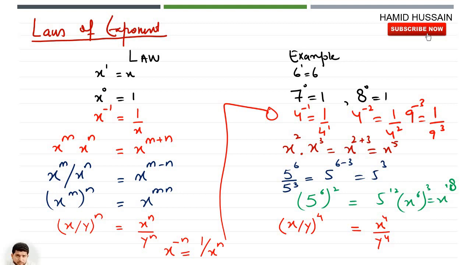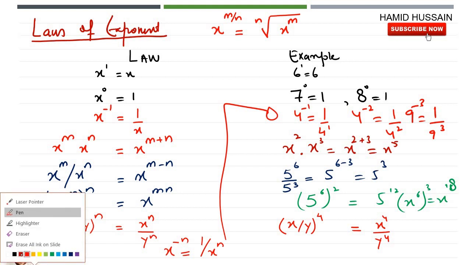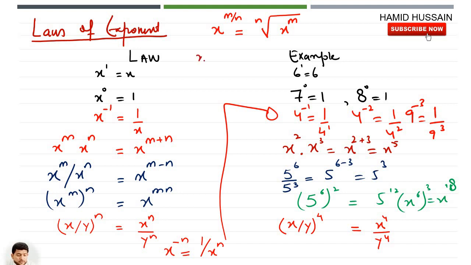One of the next important laws I'm going to tell you is, let's suppose x to the power m upon n, this can be written as the nth root of x to the power m. And let's prove this law by example. Let's suppose x to the power 2 upon 3. What we will do is write the cube root of x squared.